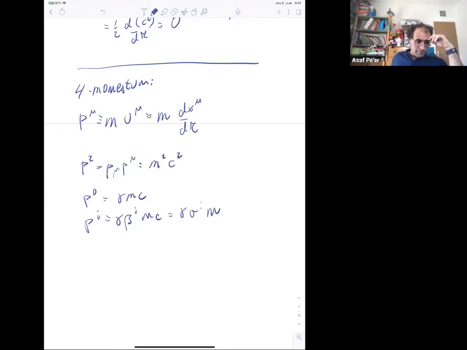And we can take all that and get to the familiar relation. Just don't get confused. This is p squared, right? It's not the second component of p. This is p dot p, right? This is the zeroth component of p here, and this is the ith component of p, and this is p squared. It's not the second component.